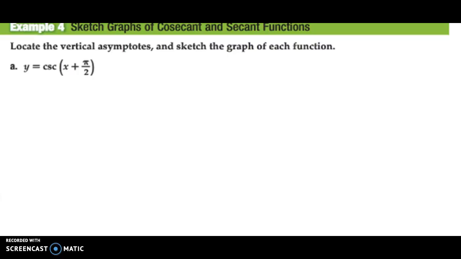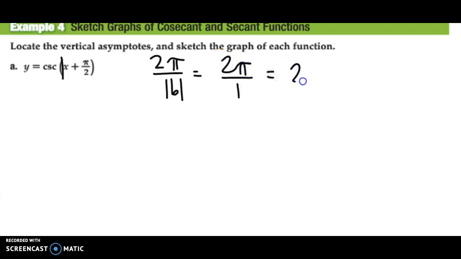Well, the way we found the period again was 2 pi over the absolute value of b. So in our case, b is going to be 1. So 2 pi over 1 is just going to be 2 pi. So again, the period of my cosecant graph here is just 2 pi.